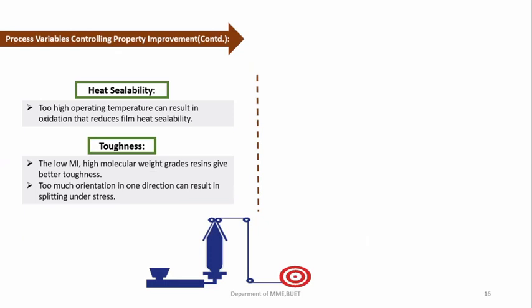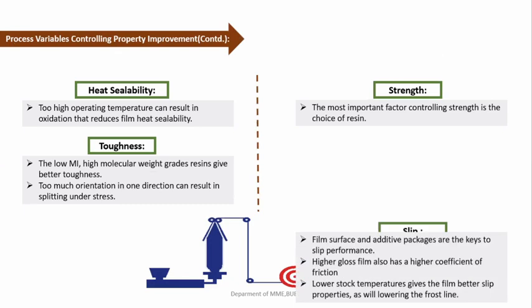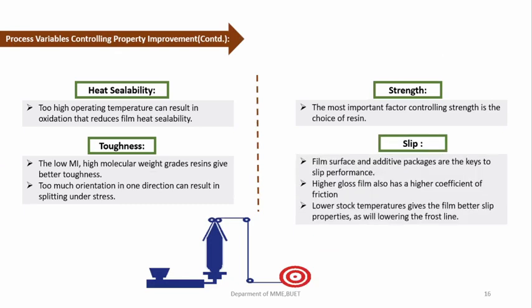Now, for toughness, the lower the MI value, the higher molecular weight grades give better toughness, and in case of too much orientation in one direction, it can cause splitting under stress. Now, for strength, the most important factor is the choice of the resin, and for slip, the film surface and additive packages are the keys. In case of slip, the higher gloss film gives higher coefficient of friction, and lower stock temperature gives better slip properties as well, lowering the frost line width.